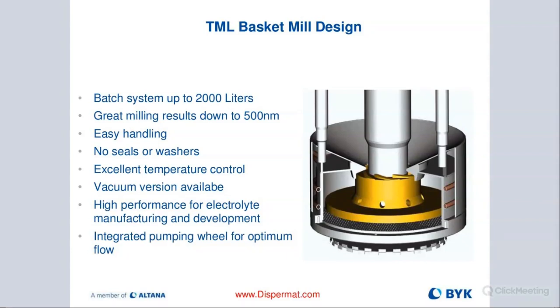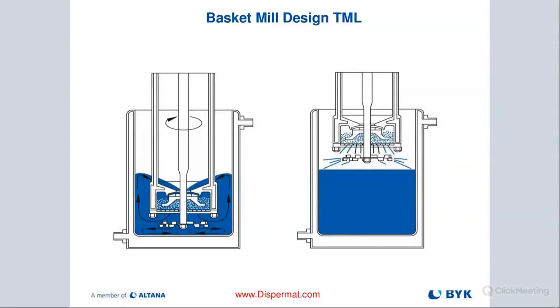Again, you can see these cooling lines. So we're cooling the entire basket for optimum cooling efficiency and temperature control. And in this graph, you can see how the product moves effectively in the container and in and out of the basket mill.